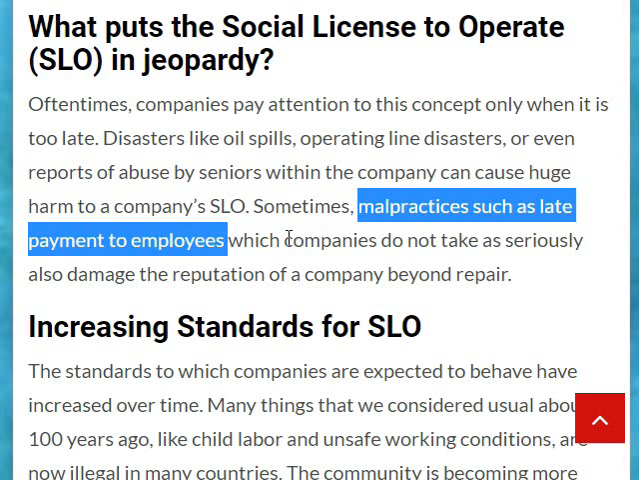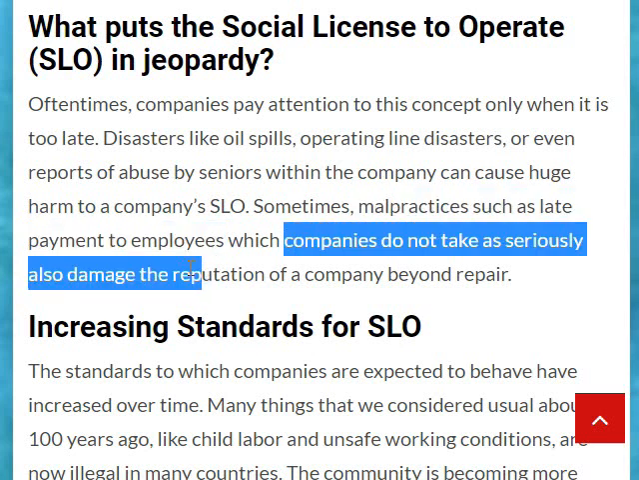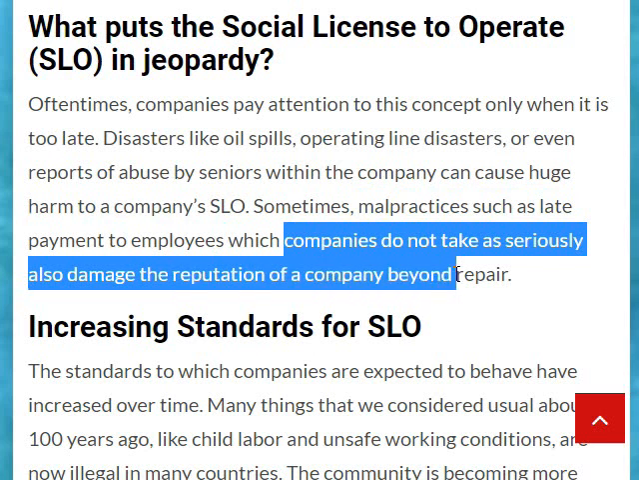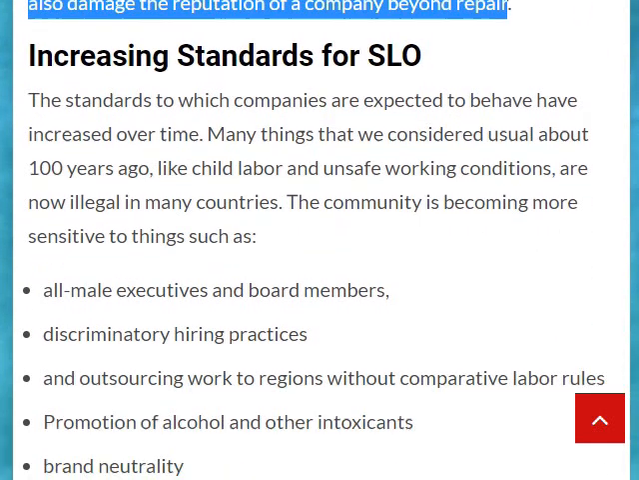Also, the companies which do not take all these issues seriously damage the reputation of the company beyond repair. So you need to take all these issues very, very seriously. Otherwise, you are putting that trust, or that image, or that reputation that you had built over time at risk, and you might end up losing the social license to operate. So, this is one thing.